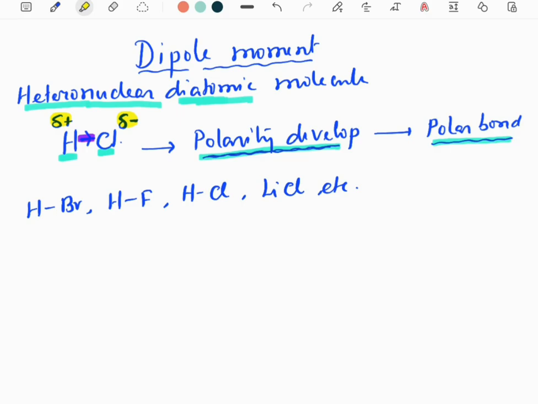Okay, now because of this, a polarity will be developed in this bond. A polarity will be developed, and these types of bonds in which the polarity is developed are called polar bonds.